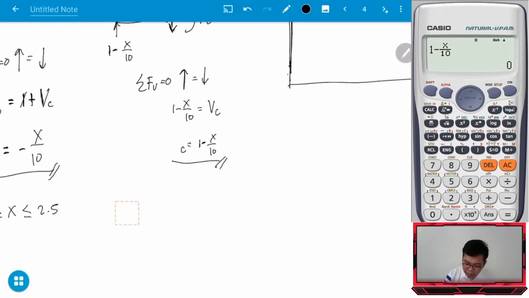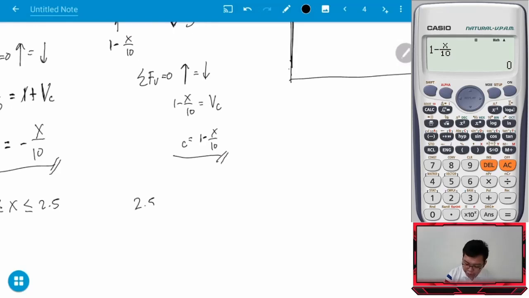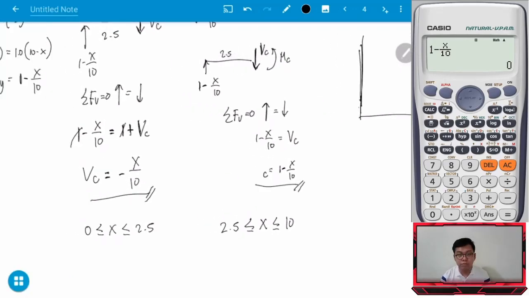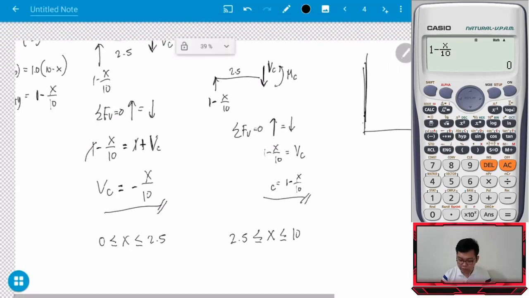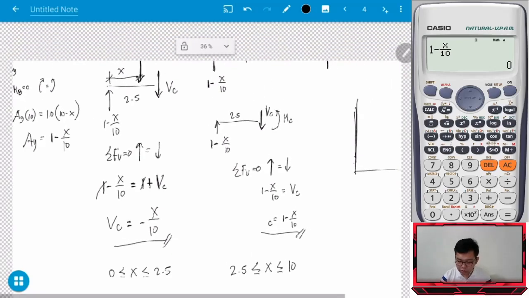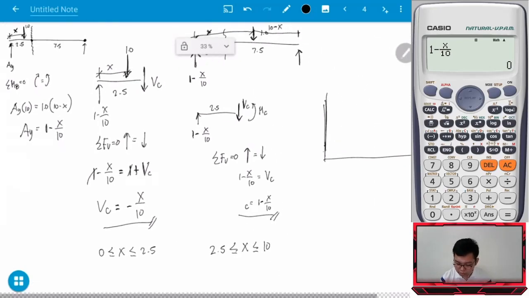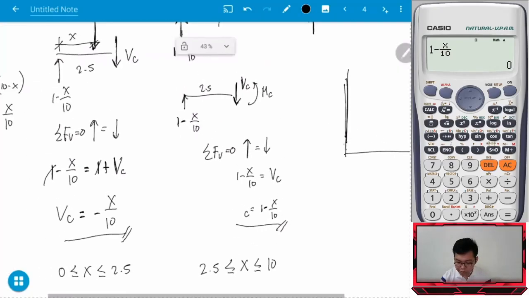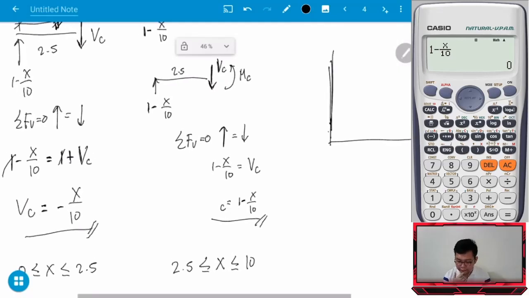So, ang x mo dyan, that must be from 2.5 to 10 lang. Okay, let's try to check daw pag same ba tayo ng values dito. Sandali lang ha. Kasi I think medyo may mali dito. Check ko lang ha.